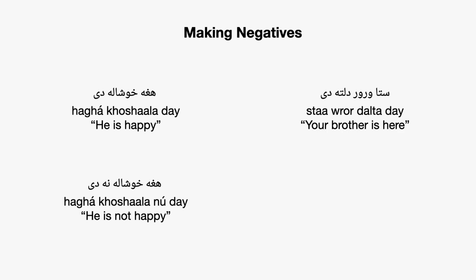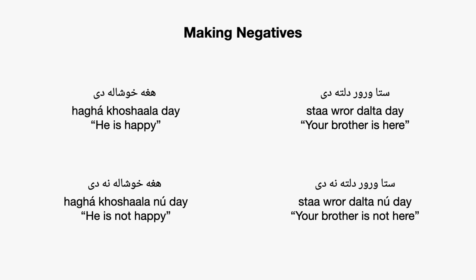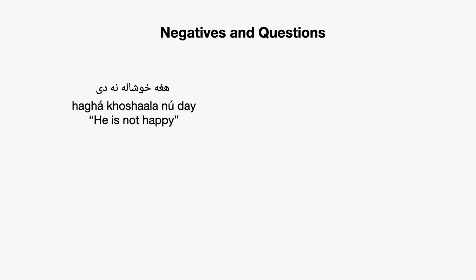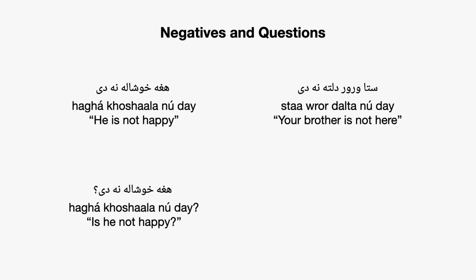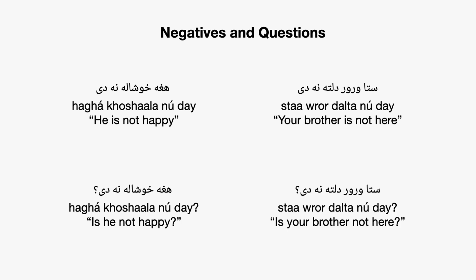I could say staror delta de, your brother is here. Or I could say staror delta nade, your brother is not here. And again, all I'm doing is adding the na right before the equative. So we can also make negative questions, right? If I say hara khushala nade, he's not happy, as a statement, I could turn it into a question just by changing the intonation. Hara khushala nade, is he not happy? Again, no word order change here, just an intonation change. Staror delta nade, your brother is not here. Or staror delta nade, is your brother not here?